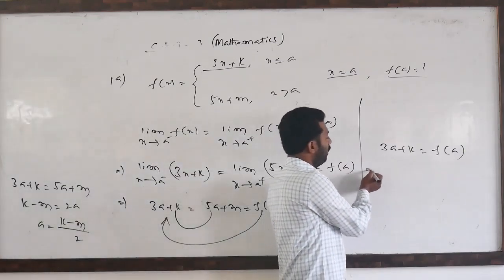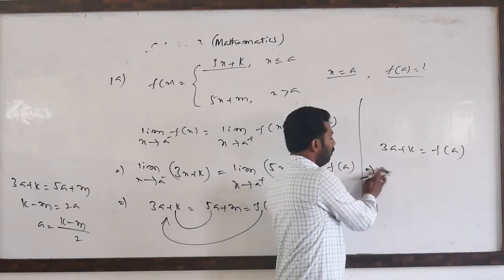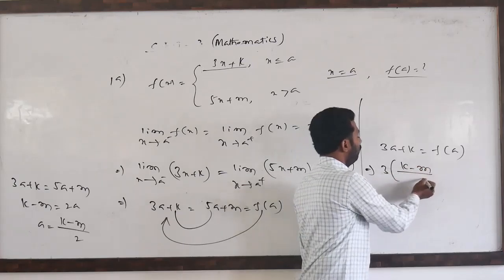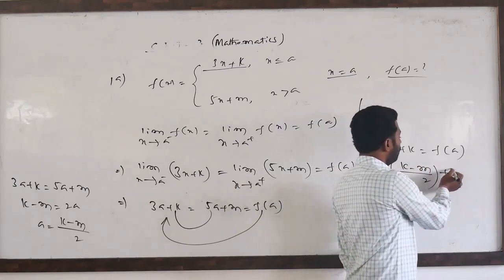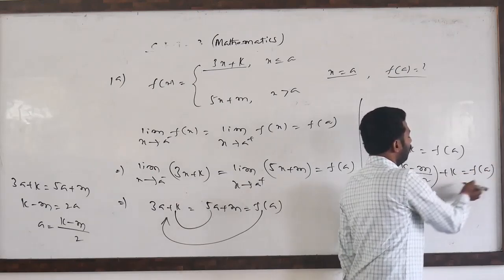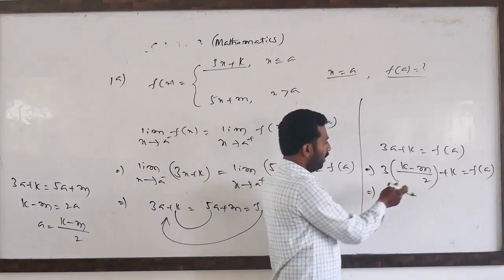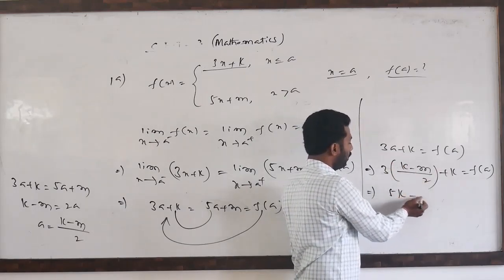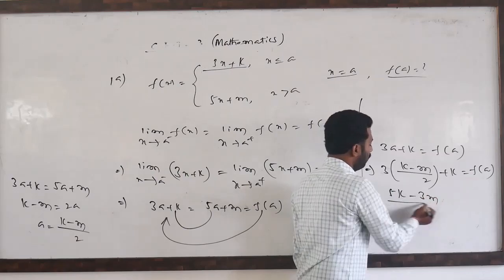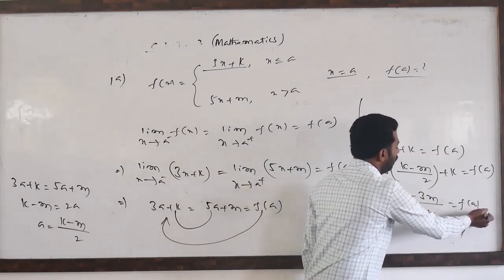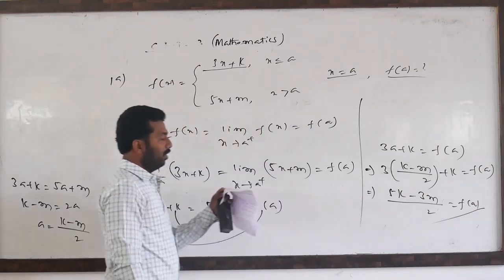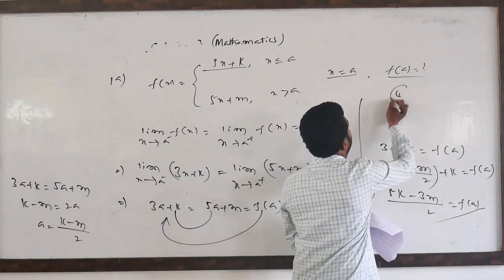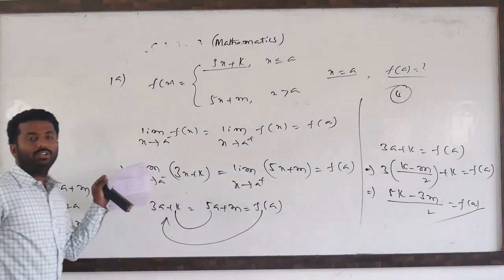If I am substituting here 3 into (k minus m) divided by 2, plus k equal to f of a. If I am taking LCM, this is 3k plus 2k, that is (5k minus 3m) divided by 2 equal to f of a. There are four options. (5k minus 3m) divided by 2 means the fourth option is the answer. So most important, this model you have to remember.